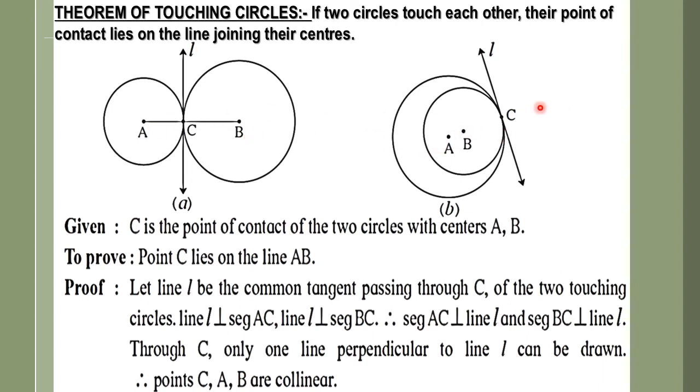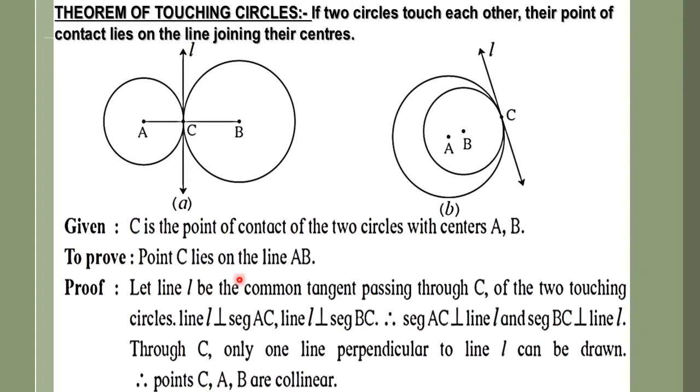Here also, if you see, if you join BC and join AC, both of them are perpendicular to the same line. Now from one single point, we cannot have two perpendiculars drawn to the same line. That means these two lines are collinear. They have to lie on the same line. So points C, A, B are collinear.